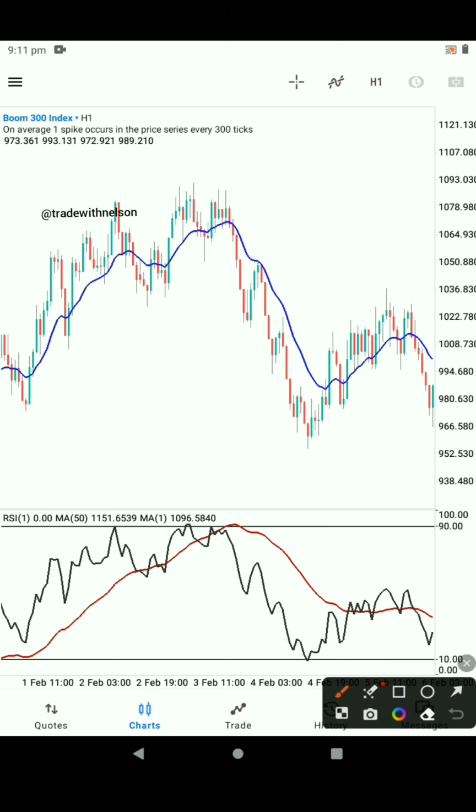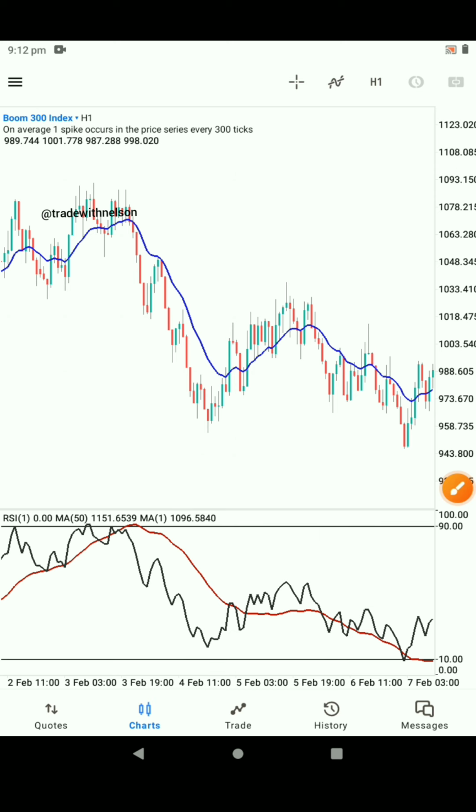So once we have that, then we wait patiently for the moving average to cross the candles and go above the candles. Then we enter our sell, then we target these lows that you see over here, or we hold our trade until this black moving average enters into the 10 level, which is the oversold level. Then we close our profit entirely.